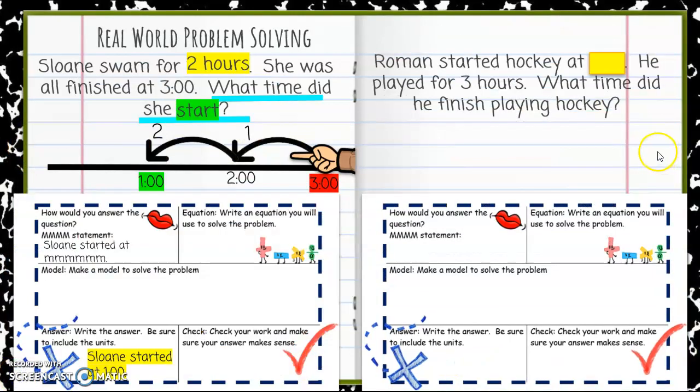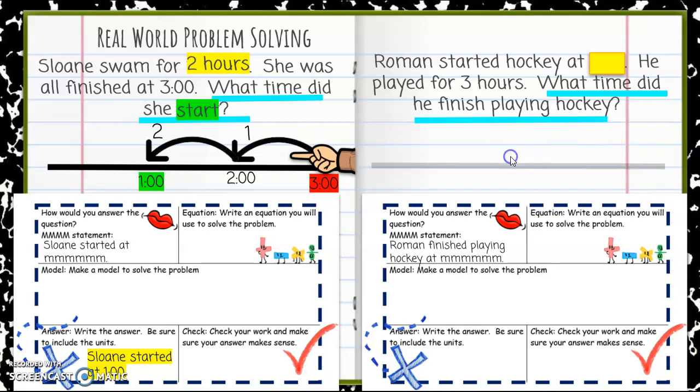Statements are also helpful when solving non-traditional mathematical operations such as elapsed time. Here we see that Roman started hockey at a certain time. He played for 3 hours. What time did he finish playing hockey? Again, focusing on the question first. What time did he finish playing hockey? Oh, he finished playing hockey at a blank time. Now notice that we're going to use a number line to help us solve for the elapsed time.